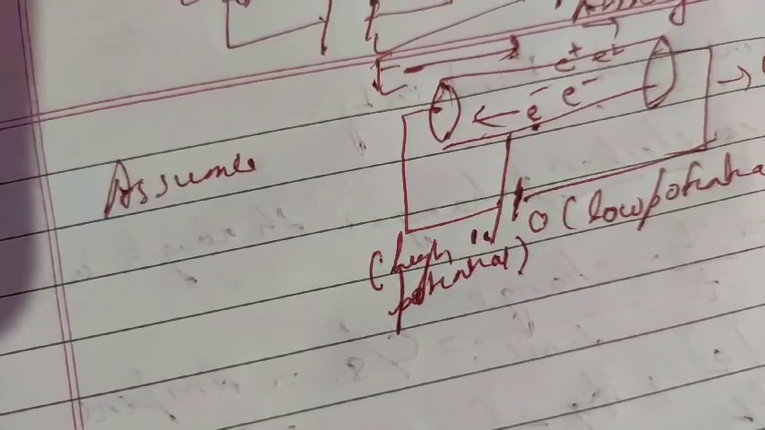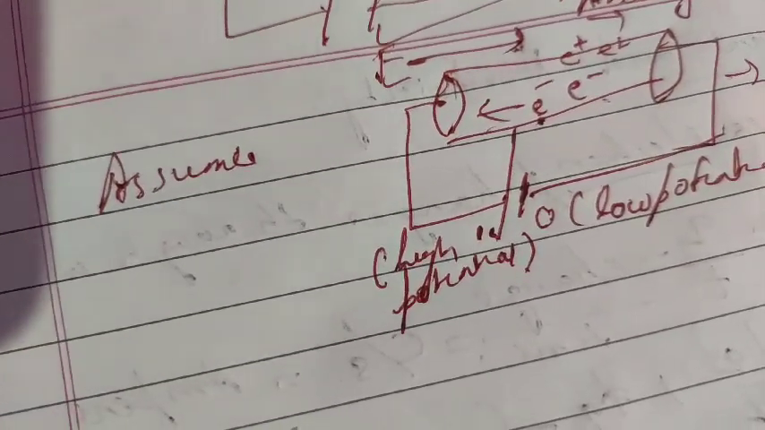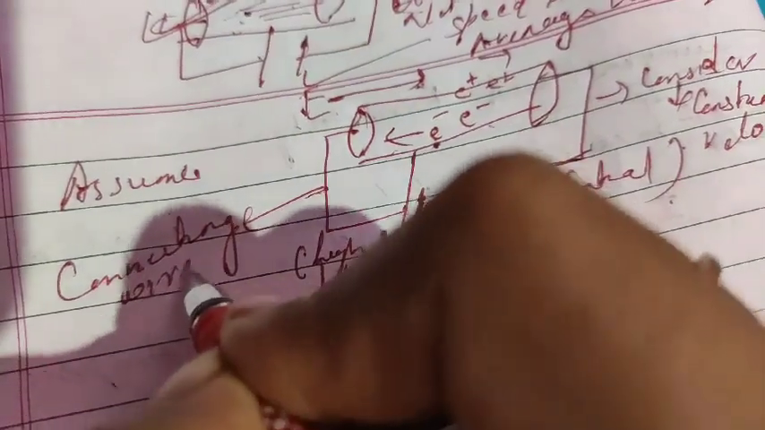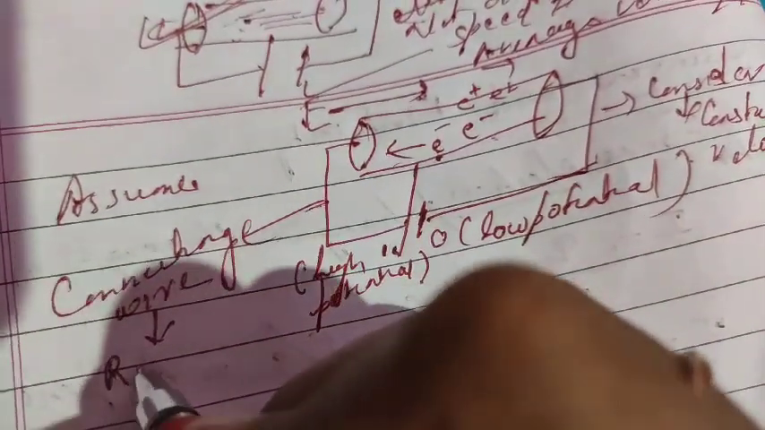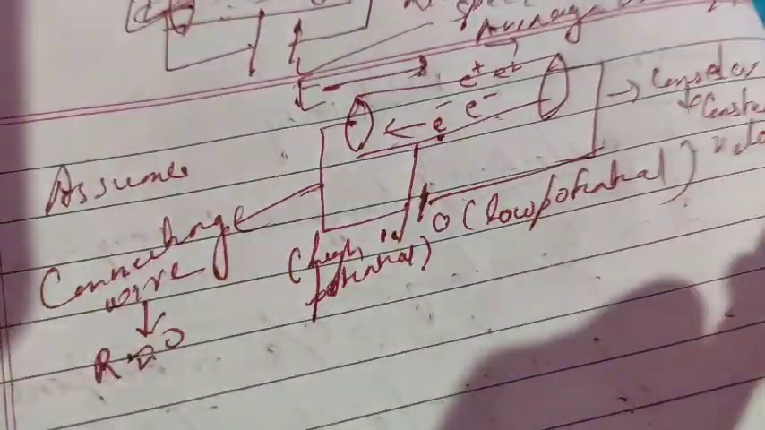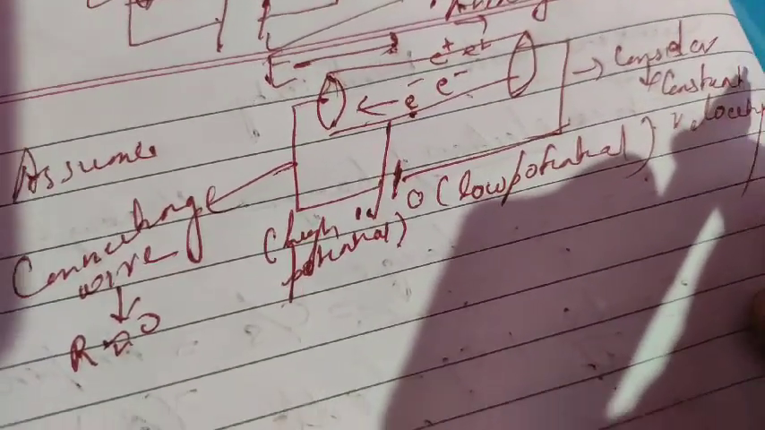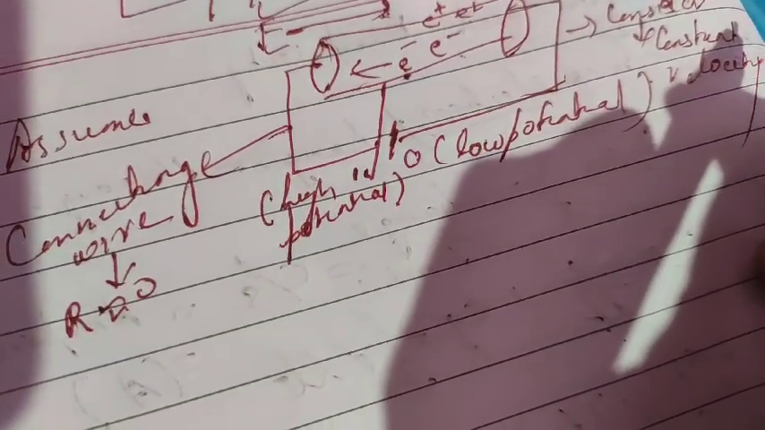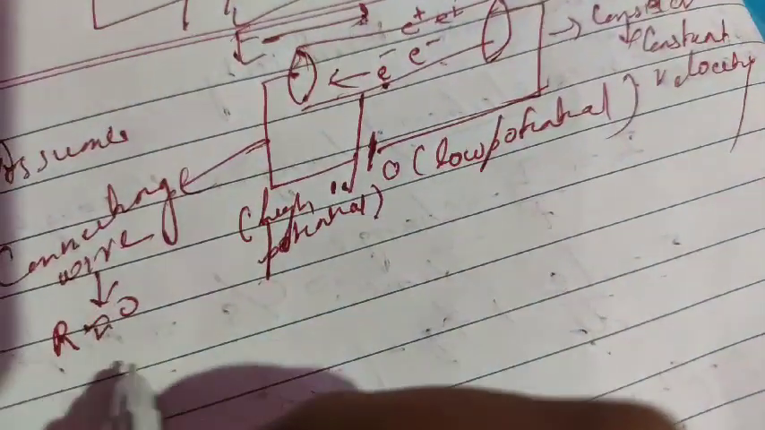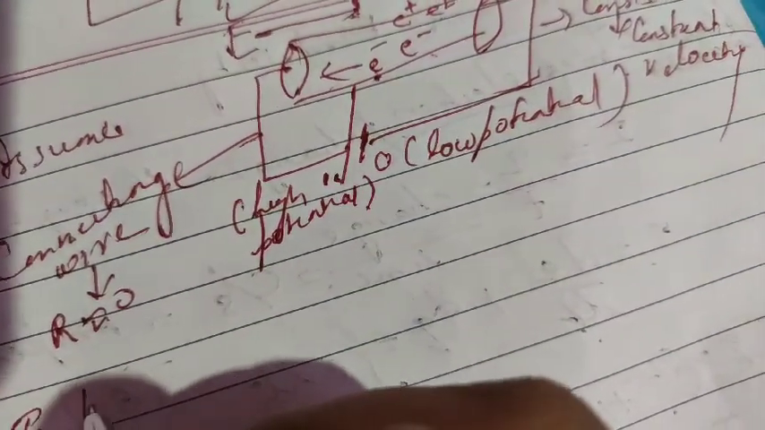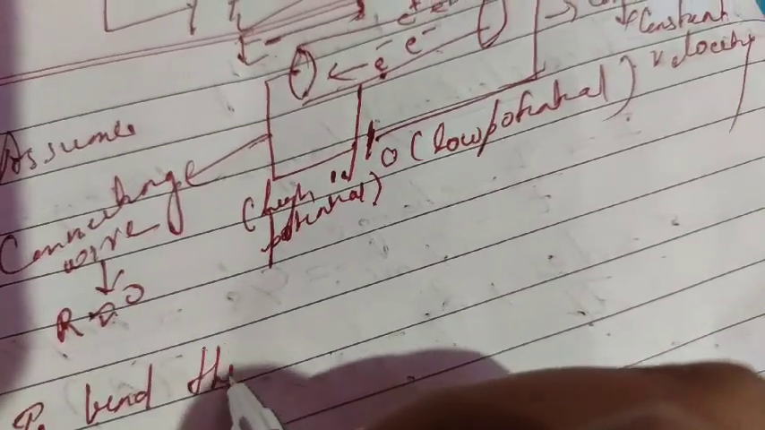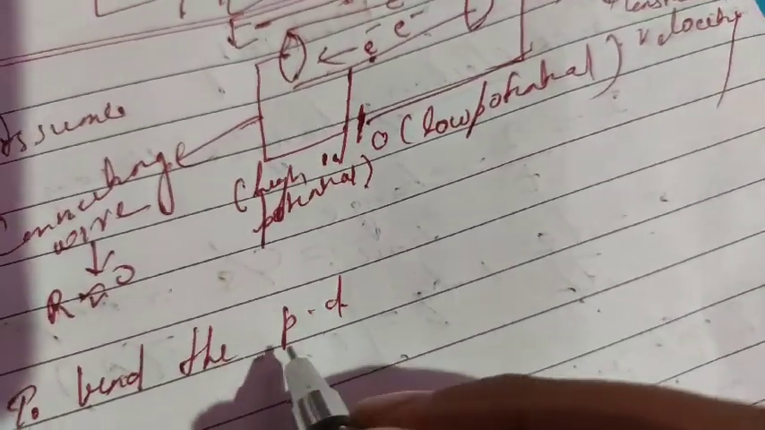Clear to you? Now after assuming all this, student, assume that this wire is known as the connecting wire, and we have to assume that the resistance of the connecting wire is 0. So once I am assuming the resistance of the connecting wire is 0, what is my aim? To find the potential difference, right?